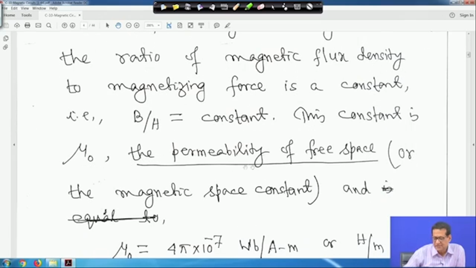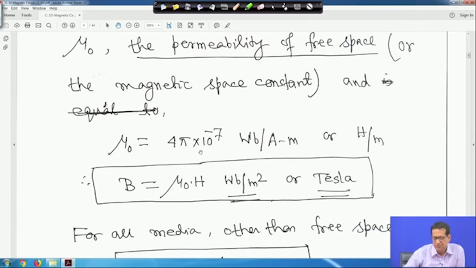So, it is called the permeability of free space or the magnetic space constant, and mu 0 is equal to 4 pi into 10 to the power minus 7 Weber per ampere meter, or Henry per meter, either this unit or this unit. So, B is equal to mu 0 into H, where B is the flux density, and its unit is Weber per meter square or Tesla.